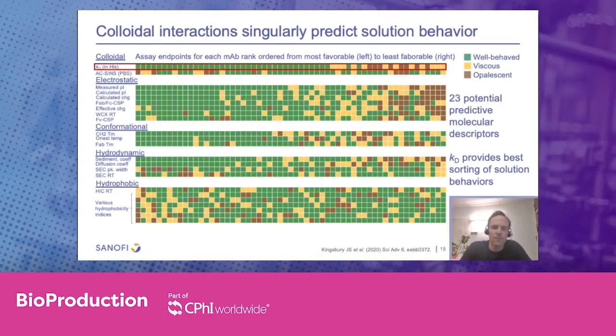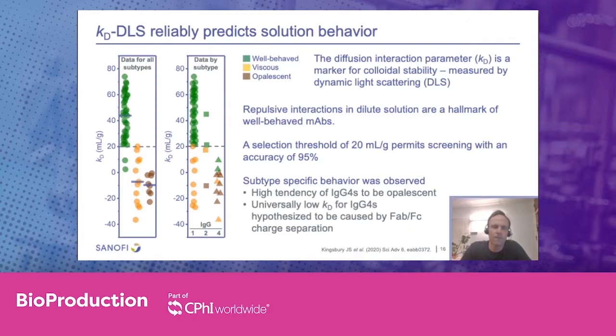So as you go down through the rows, you can see that also the electrostatic measures have some degree of sorting, but really nothing compares to the diffusion interaction parameter. So these weak interactions in dilute solution are really singularly able to predict the high concentration phenomenon. This is also clear in these box plots here.